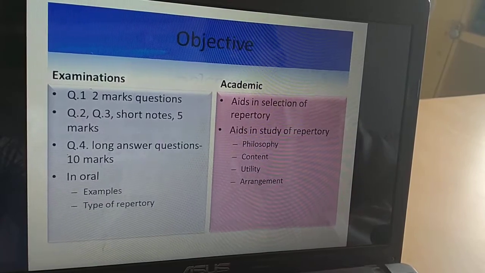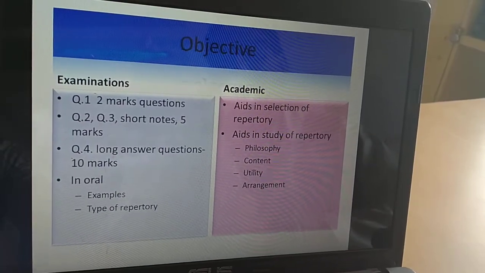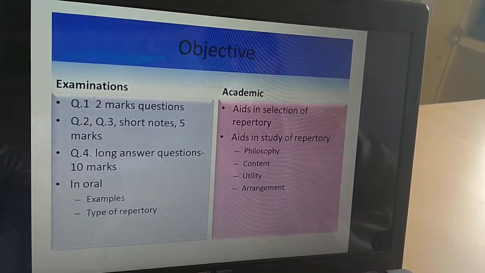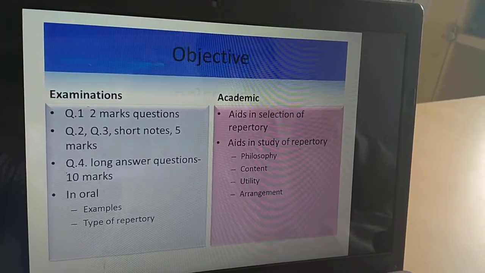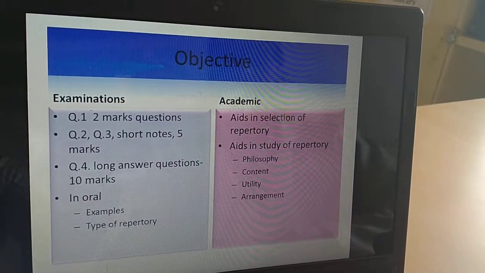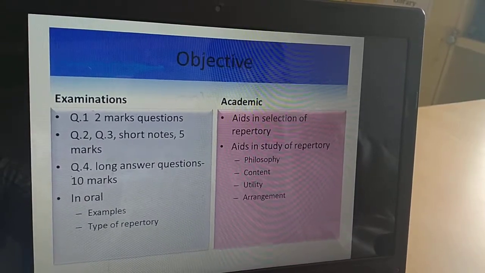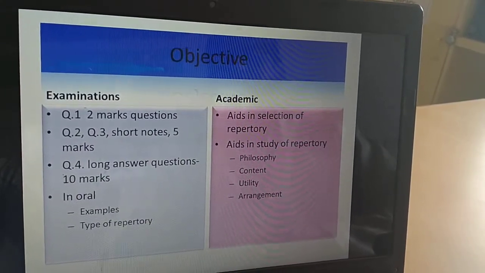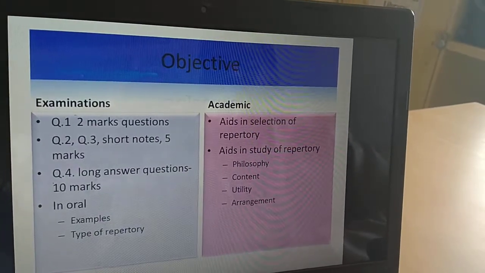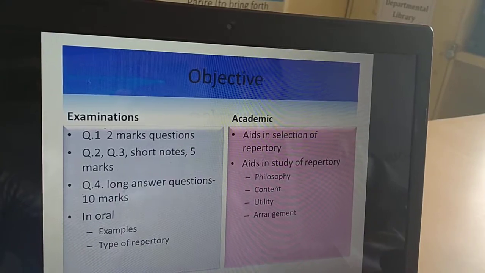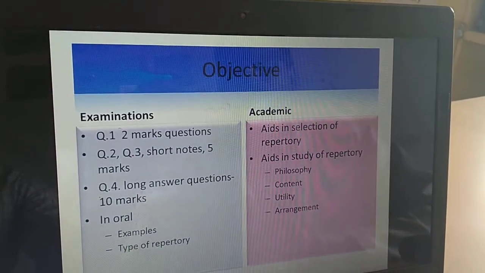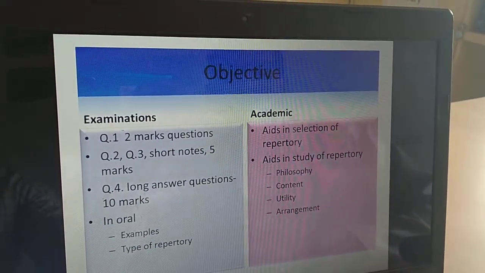Then in question number 2 and question number 3, short notes are asked for 5 marks on a special type of repertory. Sometimes a specific repertory is asked in a short note, and even if you don't know anything about that repertory, if you know which type of repertory it belongs to, at least you can write about that type of repertory, which will definitely give you a minimum of 1.5 marks.